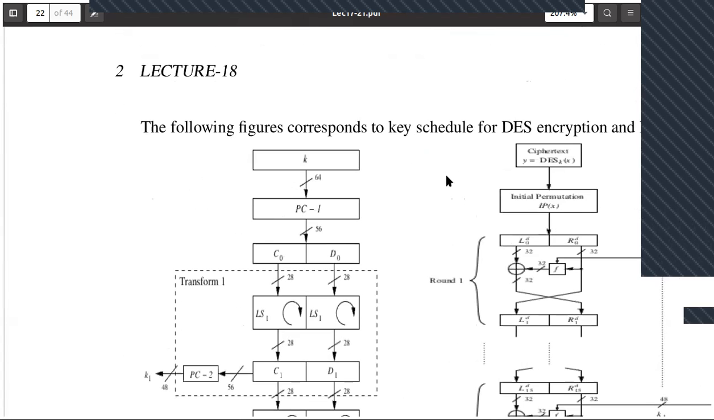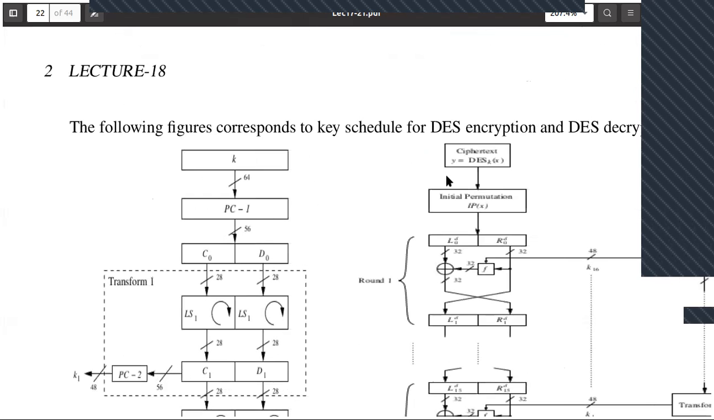Now how will the key be handled? I told you about the key, but I have not explained it well. So for the key, C0 D0, one transformation will be done: left shift by 1. Again we get 28 and 28, so C1 D1 will come. Now they become C1 D1, together 56, and we apply something called PC2.